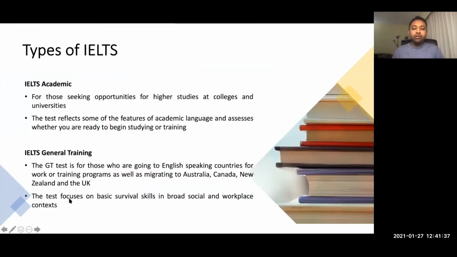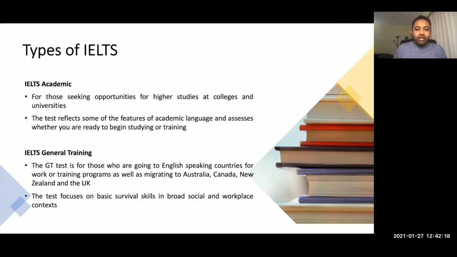All right, so I was talking about the types of tests that it's important to choose right at the beginning when you're registering for the test. We have the academic version, which is for people seeking to study at colleges or universities for higher education. And why academic? Because it reflects some features of academic language, and assesses if you're ready to study or to be trained in a certain skill.